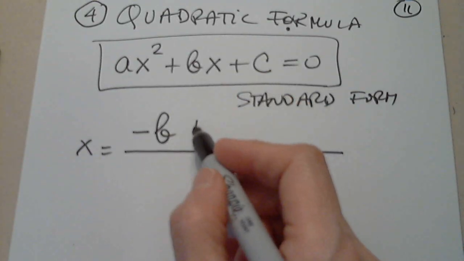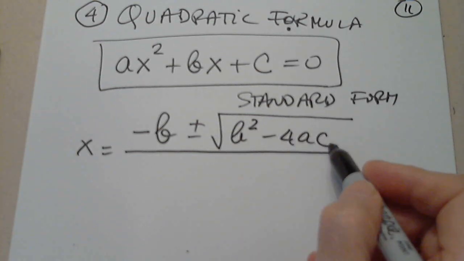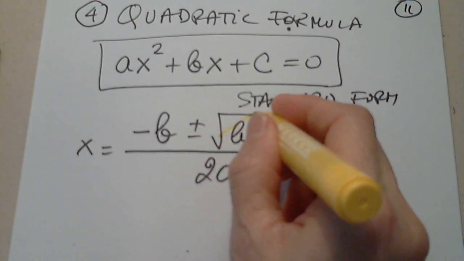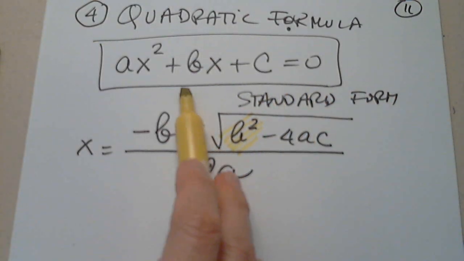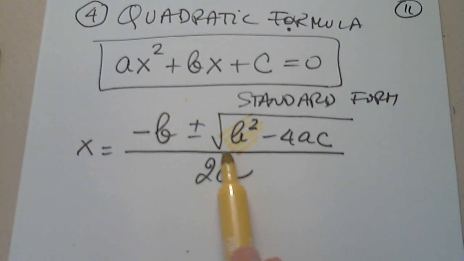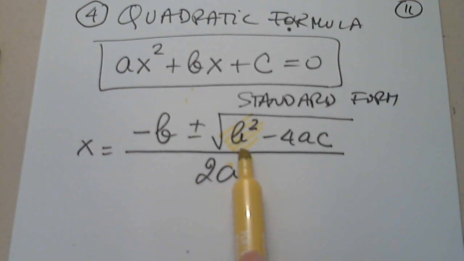Negative b plus or minus the square root of b squared minus 4ac over 2a. Please remember that this piece will always be positive. Whatever b is, when you square it, please do not ever start with a negative number here. Whatever you have, when you square it, it is positive.